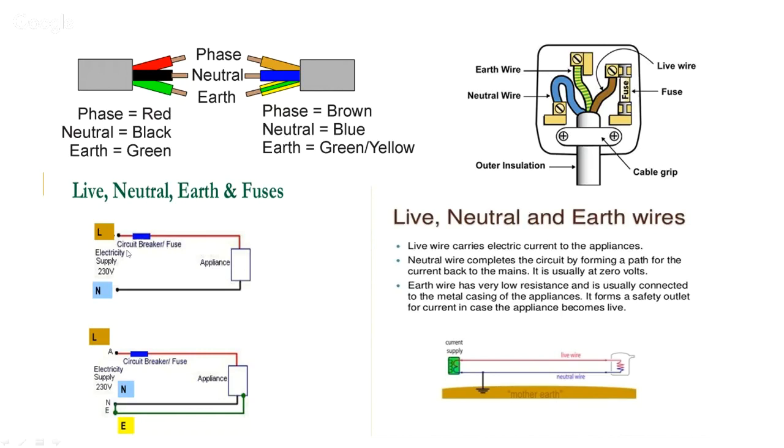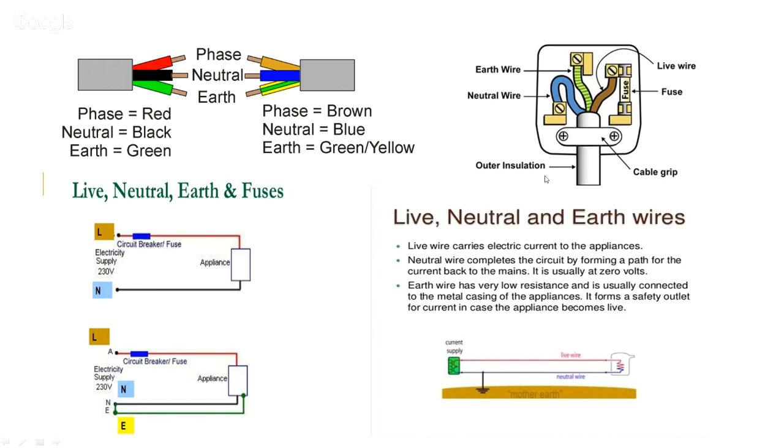So here you can see how it is going to be connected. Now this is the line. Here there is the fuse which is connected to the appliance, and from the appliance it is going to be connected to the neutral wire.